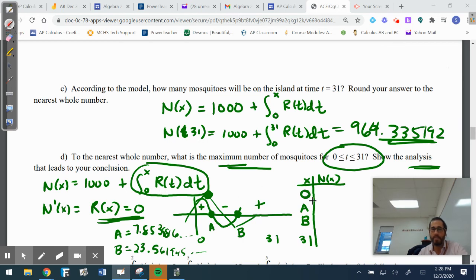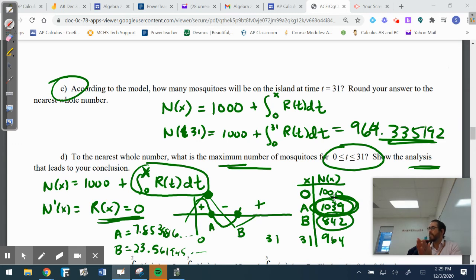Then all you have to do is plug this in. At 0, that'd be 1,000. You already did 31; that was in part C up there. Then you put A in there and B in there, and the answers that I got were 1039 rounded to the nearest mosquito, and 842, which makes sense. That was the minimum, and that was the maximum. So the answer, let's read the question: to the nearest whole number, what is the maximum number of mosquitoes? 1039, at time A, which is 7.8539816.